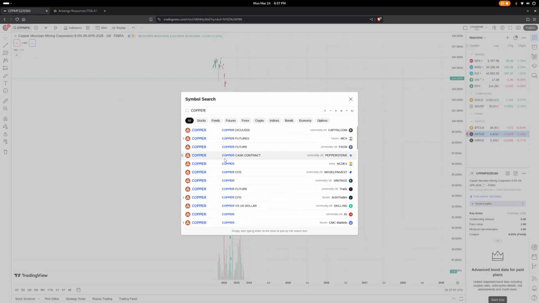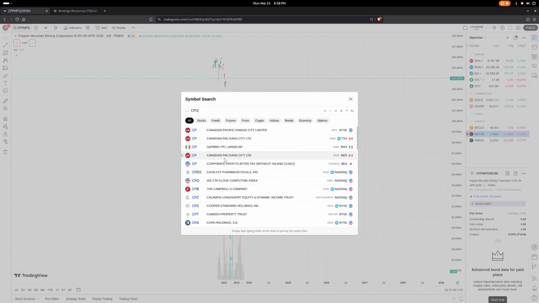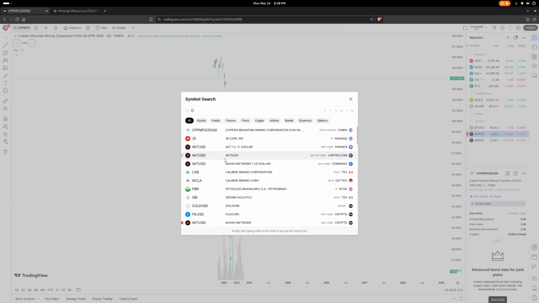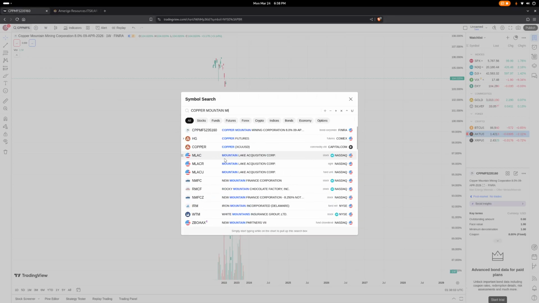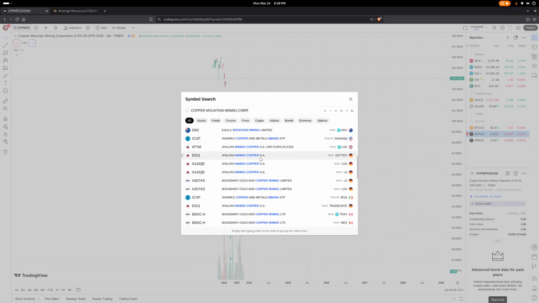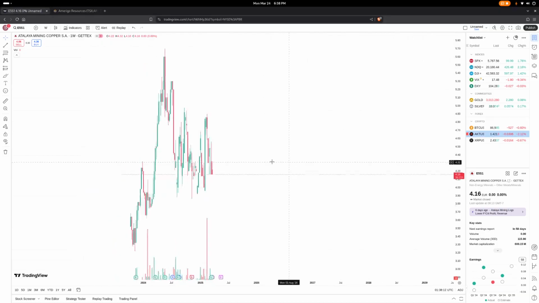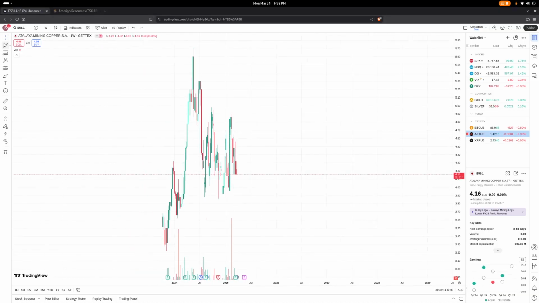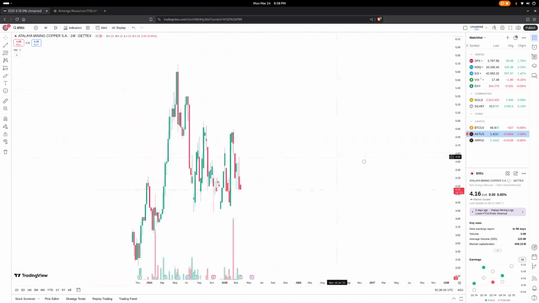Copper Mountain. Is this even trading anymore? Or did it get taken off? Gold Mountain. Anyways, cool. So I think that's a good method. I mean, what else do you need?